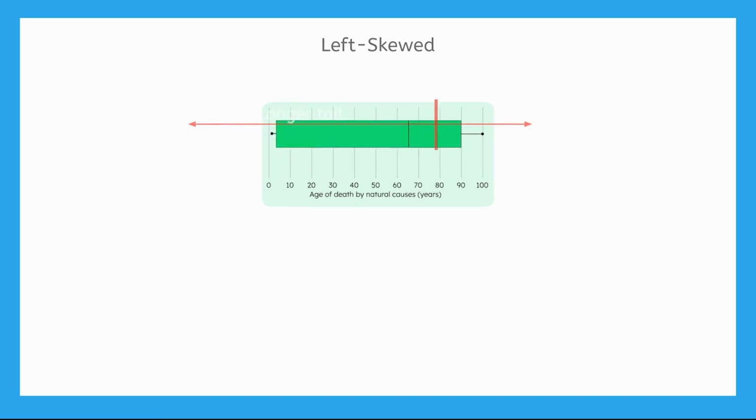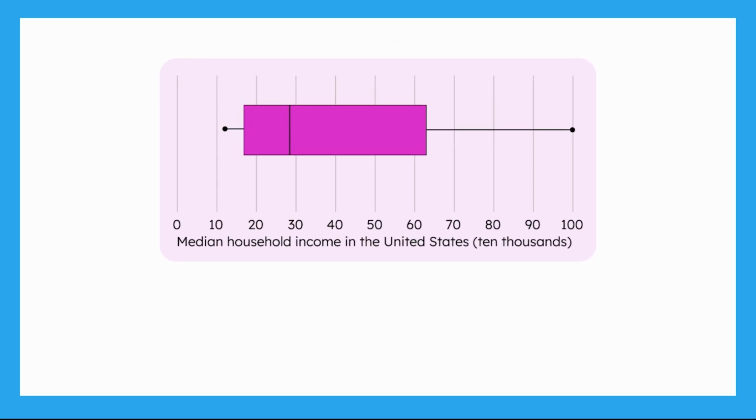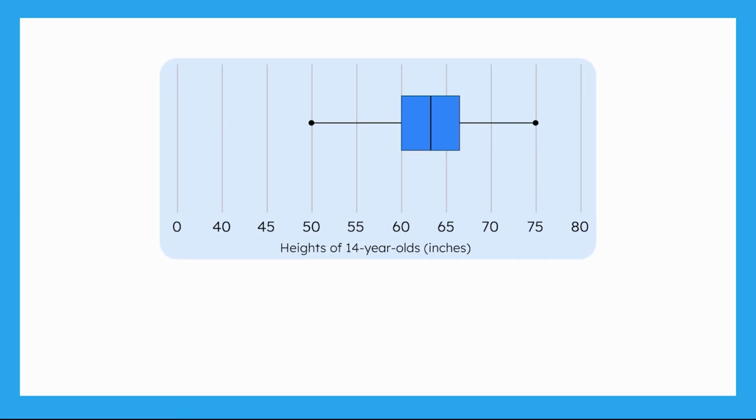The next box plot has a median that is closer to the first quartile, indicating a longer tail on the right because the data values on the right are further away from the median value. This data is right-skewed. Finally, the last box plot showing the height of 14-year-olds has a median that is equidistant from both the first and third quartiles. This indicates the data is symmetrical and the median and mean are approximately equal.